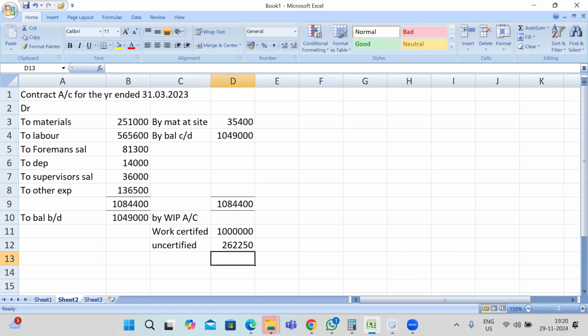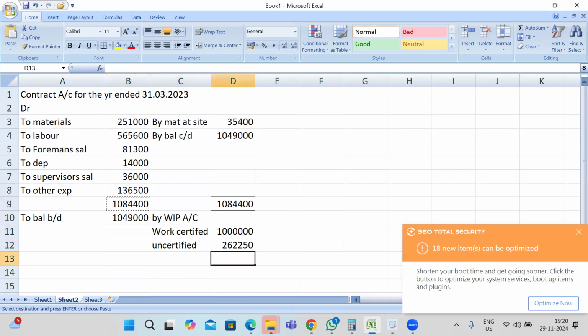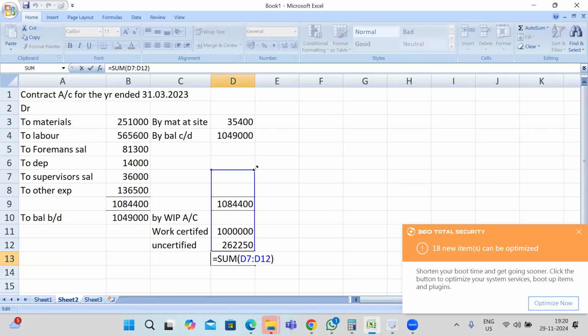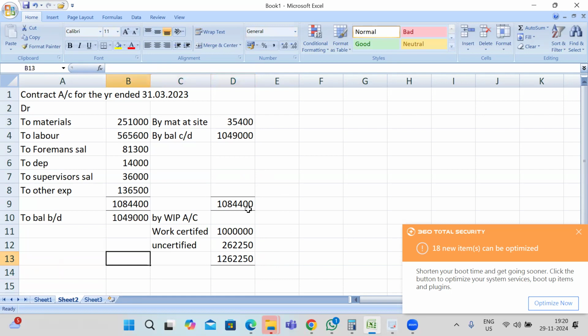So now I will be getting the notional profit. So my notional profit is 2,13,250.